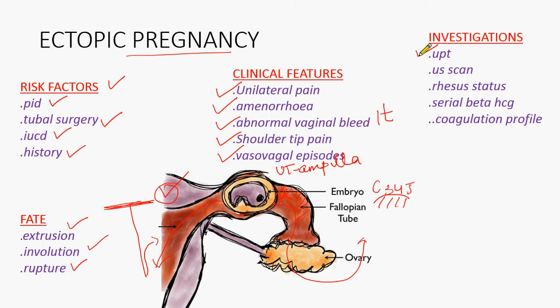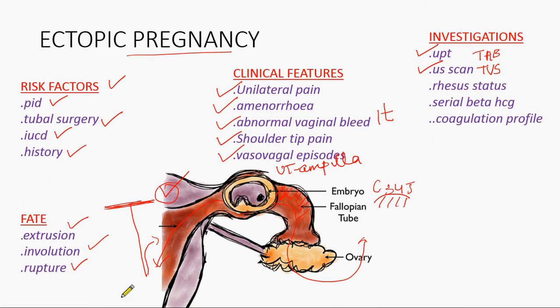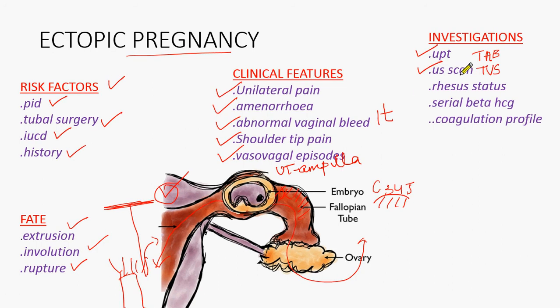What are the investigations? We do a UPT to find out if there is a pregnancy or not. Then we do an ultrasound scan. Most commonly we go for a transabdominal scan, but the more sensitive method is a transvaginal scan, where we pass a probe through the cervix and vagina and look in the uterus, and if we don't see anything in the uterus with a positive UPT, most probably it's an ectopic pregnancy.